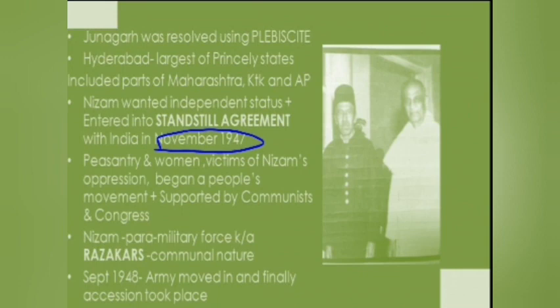So peasantry and women, victims of the Nizam's operations, began a people's movement supported by the communists and Congress. Okay, so it was a paramilitary force that freed Hyderabad from the Nizam and made it a part of United India. In September 1948, the army moved in and finally accession took place. So this was the scenario. Forcefully, Junagadh and the Nizam of Hyderabad were added into United India.